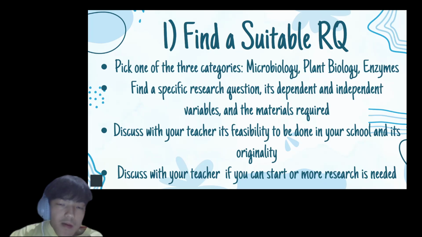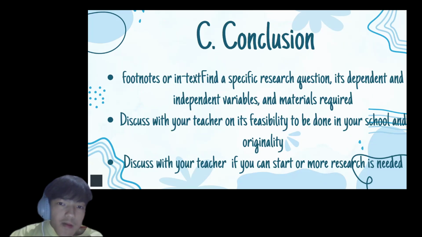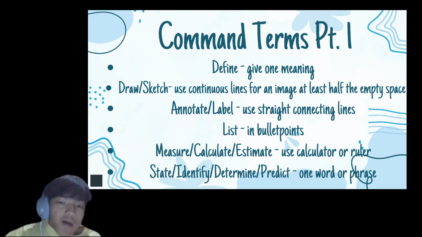So basically, for command terms, there's define, which is give one meaning. Draw and sketch means you have to use continuous lines to draw an image, and use the empty space. Annotate or label means you use straight connecting lines and write one word to label diagrams. List, obviously in bullet points. Measure, calculate, estimate: you use a calculator or ruler to find values. State, identify, determine, predict: basically, they only want one word or one answer.